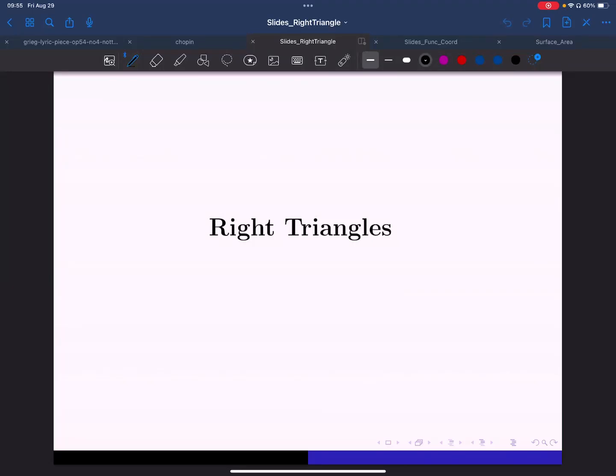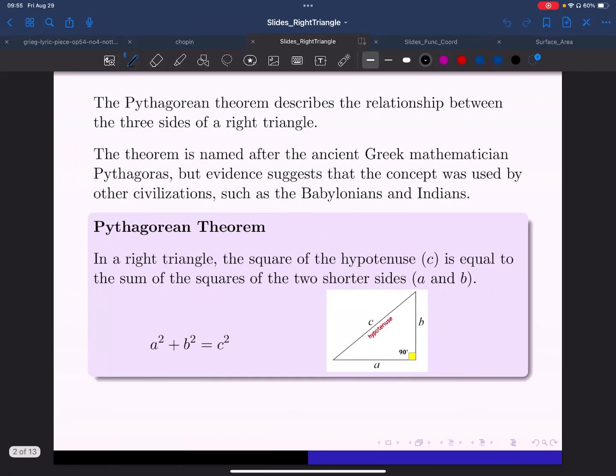Right triangles. We will start with the Pythagorean theorem, which describes the relation between the three sides of a right triangle.